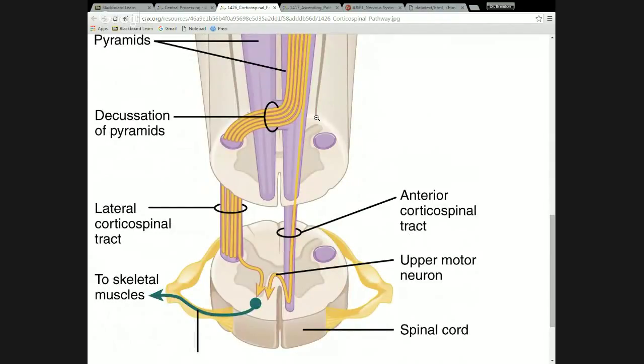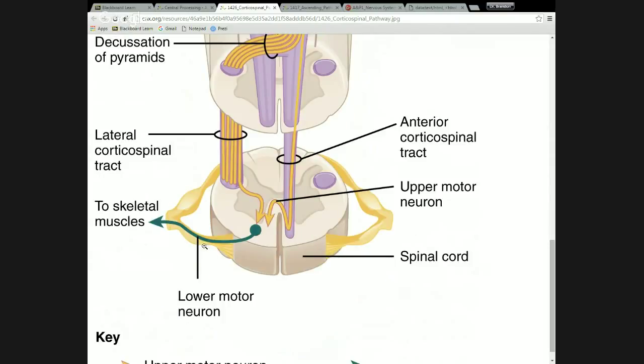The cell that's up in the cortex, its cell body's up in the cortex, and its target is down in the spinal cord. That's called the upper motor neuron, because it's the more superior of the two cells in here. And then its target is called the lower motor neuron.